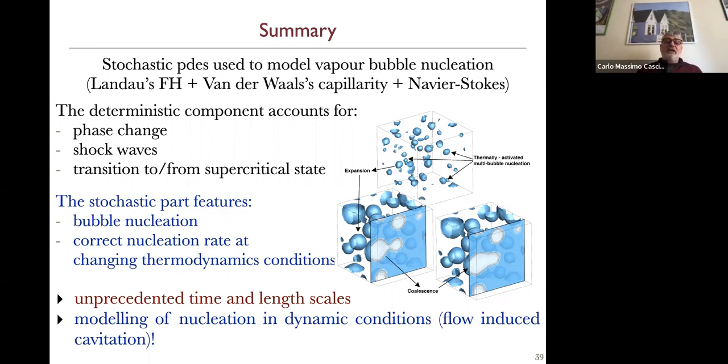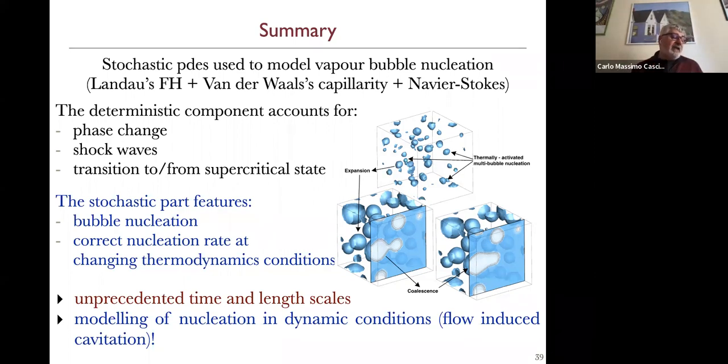condensation. The deterministic model can take care of compressibility effects like compression waves and shock waves, and it accounts for the transition to and from the supercritical state. This is important in the case of the collapse of bubbles, because the collapse is usually so fast that the system does not have enough time to transition from the vapor to the liquid state under compression. So what happens is that instead it transitions to a supercritical state, it becomes incondensable, and then it sort of acts like a pneumatic spring.